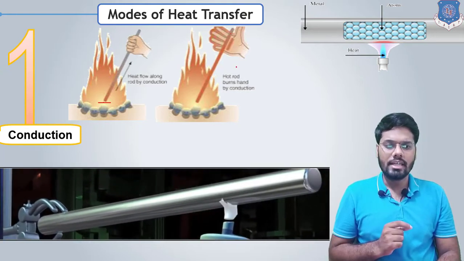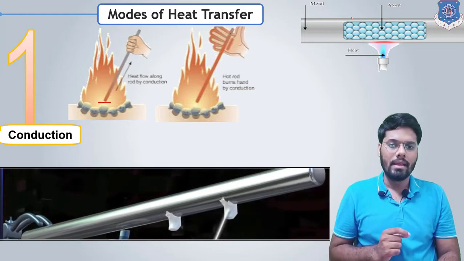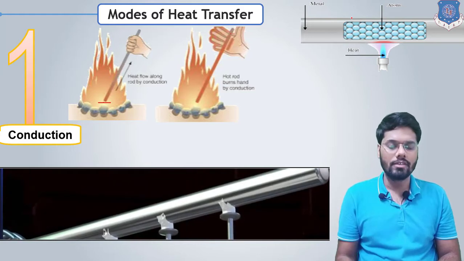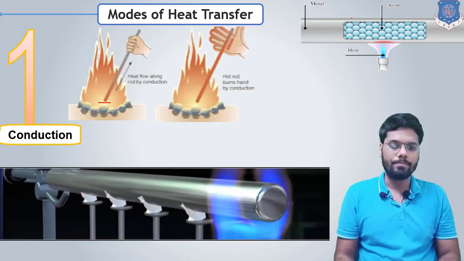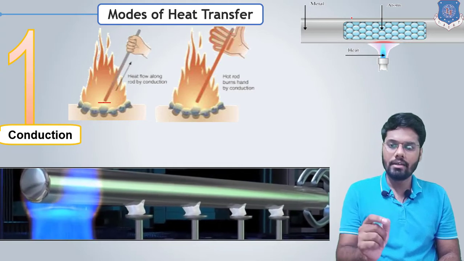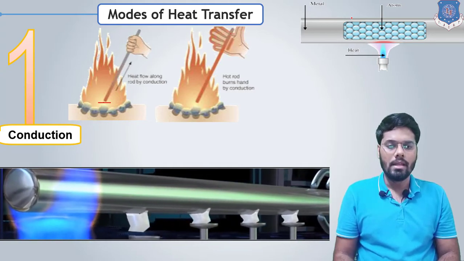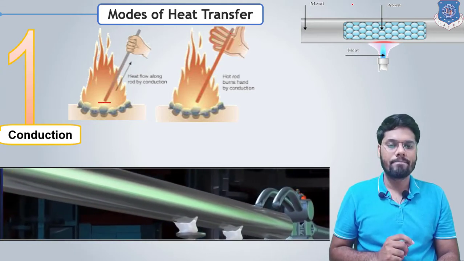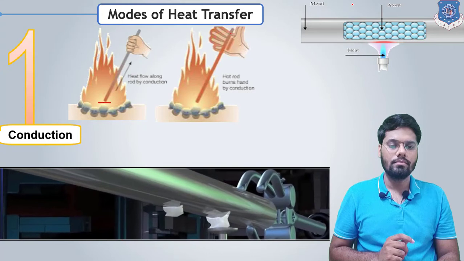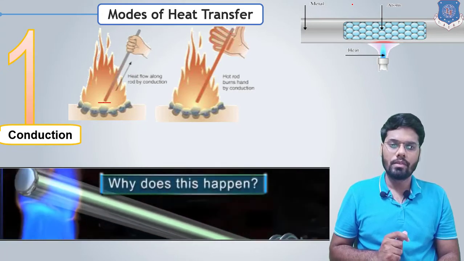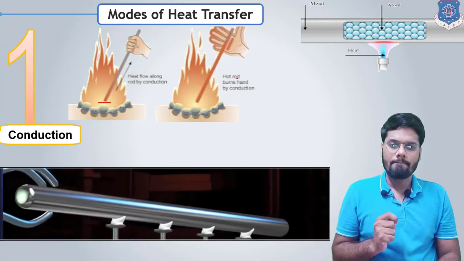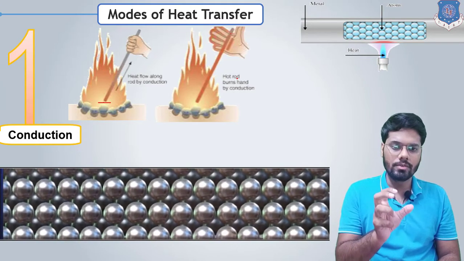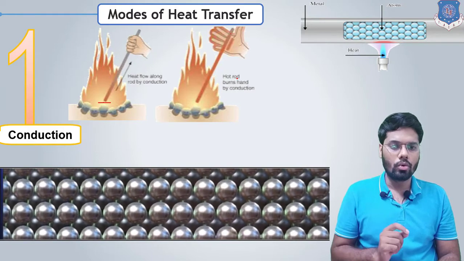In this video we can see that we have a metal rod, and if we apply heat at the end of this metal rod, let's see what will happen. Here we are applying heat at the end of the metal rod. Now let's see what actually happens to the atoms. Here we can see that there are atoms which are vibrating at their own location.